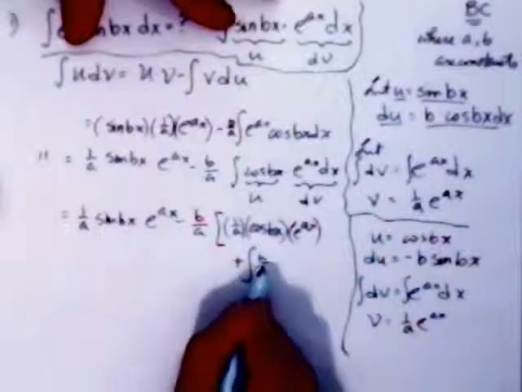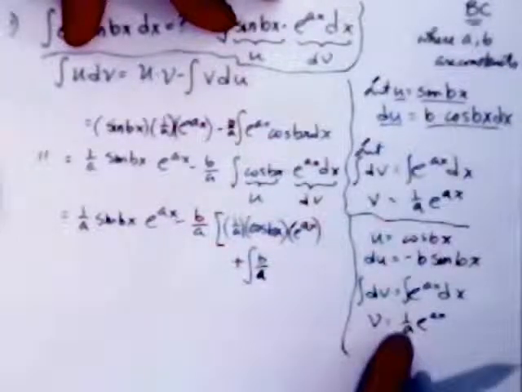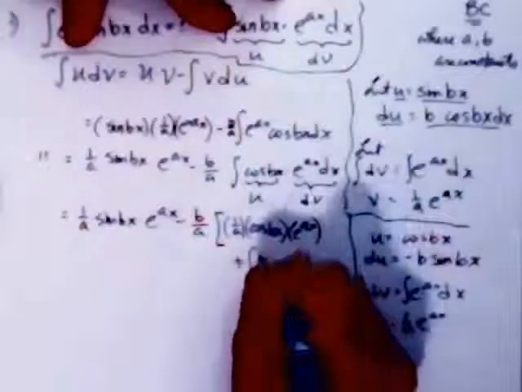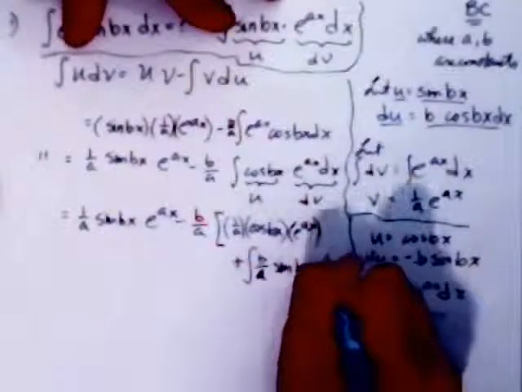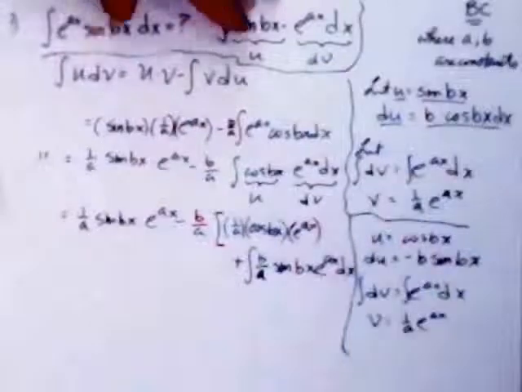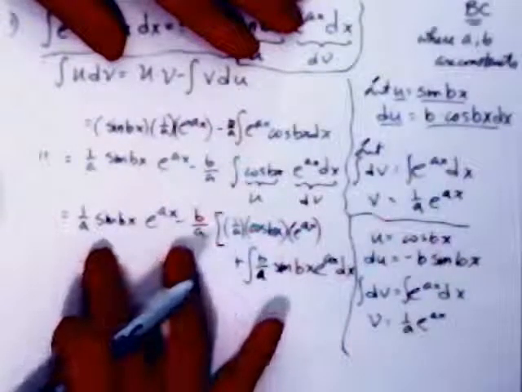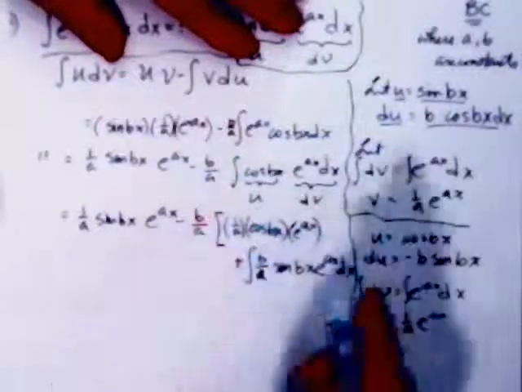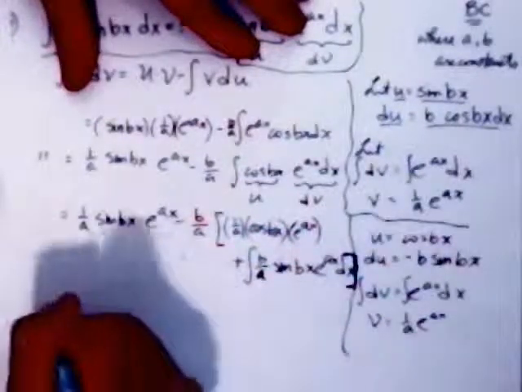I can stick it inside or stick it outside of the integral, it doesn't really matter. I'm still going to get b over a, sine of bx, e to the ax dx. Now on the right hand side of the equation, I'm going to distribute this minus b over a out. It's going to get a little bit messy.